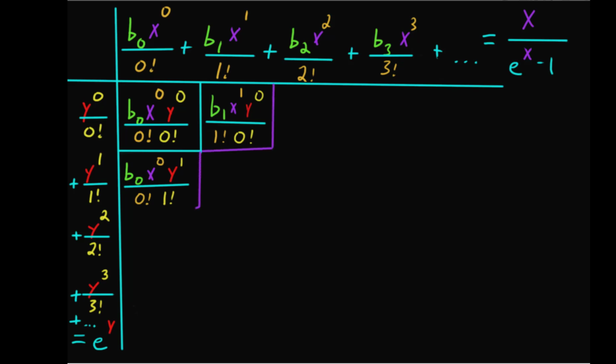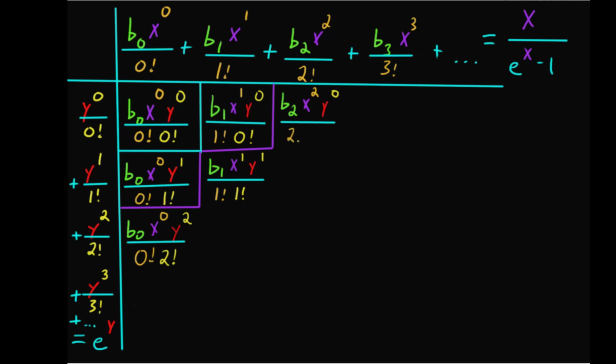So we can put another box around that diagonal, and then the next entry would be in the diagonal after that, b sub 0 times x to the 0 times y squared all over 0 factorial times 2 factorial. Then moving up and to the right, we would have b sub 1 times x to the first times y to the first over 1 factorial times 1 factorial. Then moving up along the diagonal again, we would have b sub 2 times x squared times y to the 0 all over 2 factorial times 0 factorial.